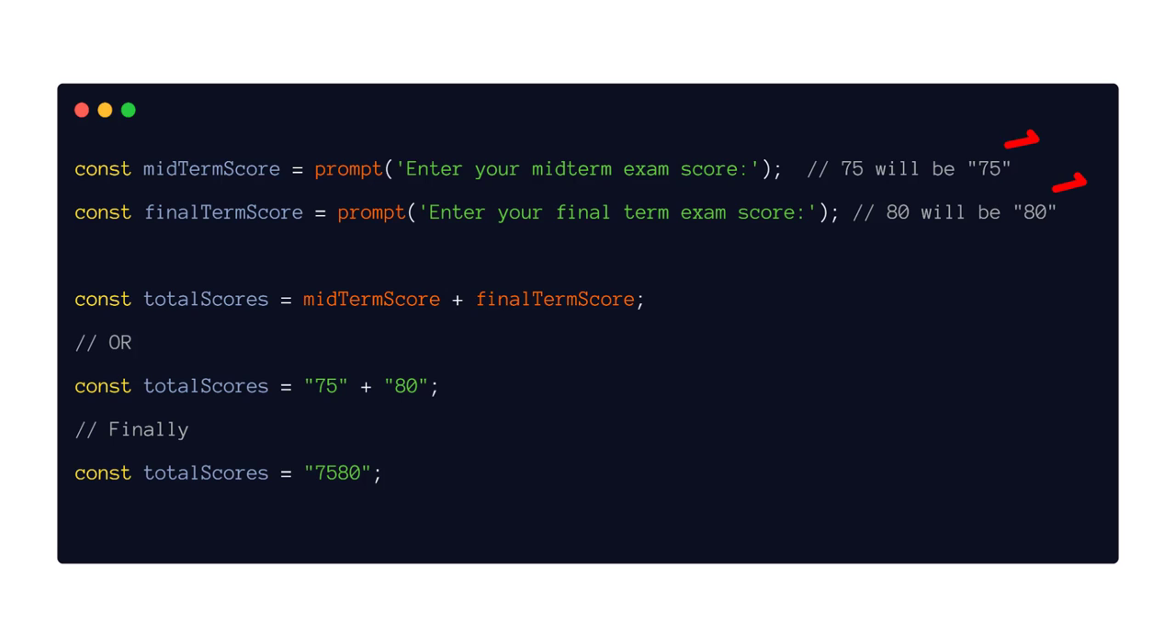Well, remember, the prompt method returns what the user types as a string. And when working with strings, the addition operator combines or concatenates the strings. In other words, it just combines the strings together. So if we had one string with 75 and another string with 80 and added them together, the result is not 155. Instead, we get the 2 strings combined as 7580.